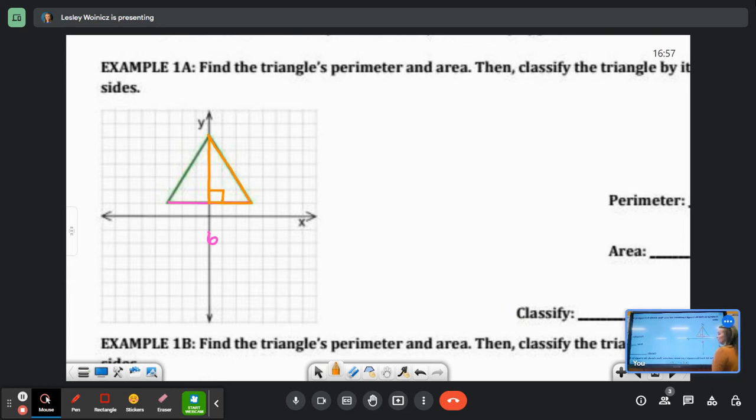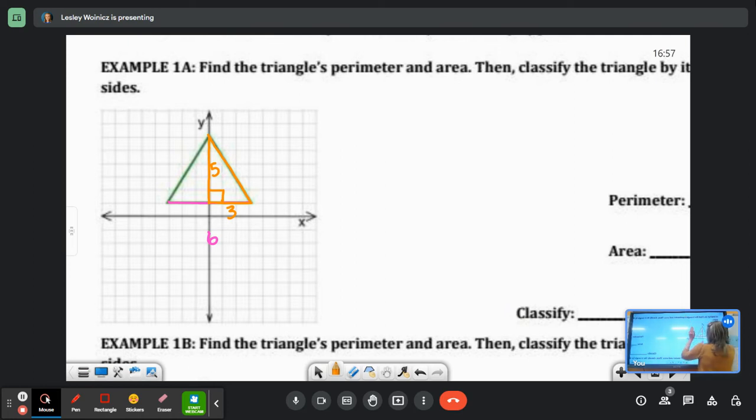Okay, I've got a horizontal and a vertical side, so I know those are perpendicular. Now this leg is 3 units, and this other leg is 1, 2, 3, 4, 5 units. That's what I messed up in the video before. I counted it as 4 because I was going too fast.